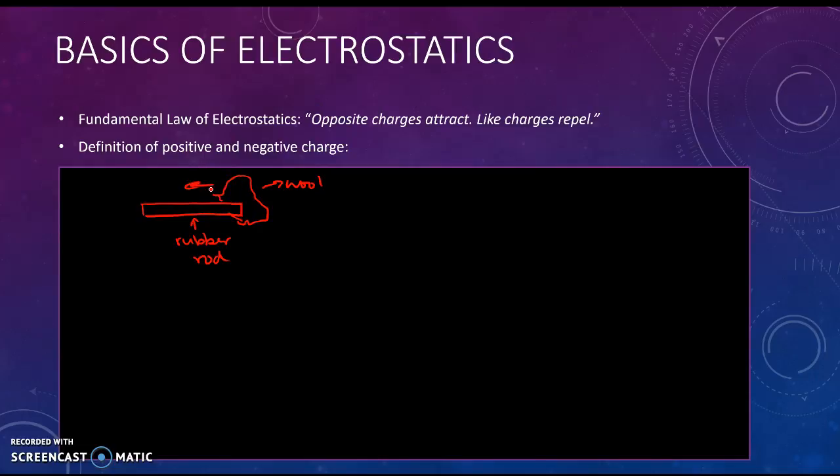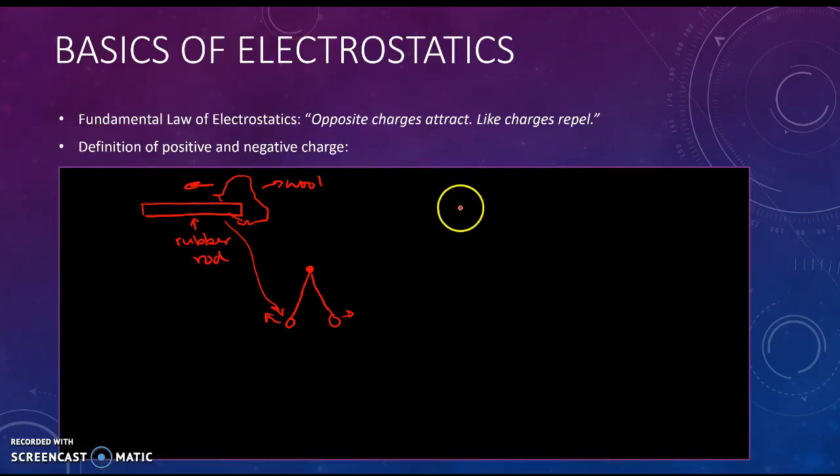And what we noticed is that when we then took that and touched it to a pair of conductive spheres, they would swing. So we would take the rubber rod, touch it to the sphere, and then these spheres would repel each other. Okay, and this is where the whole like charges repel idea comes from.